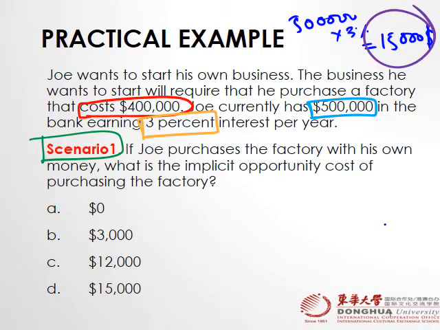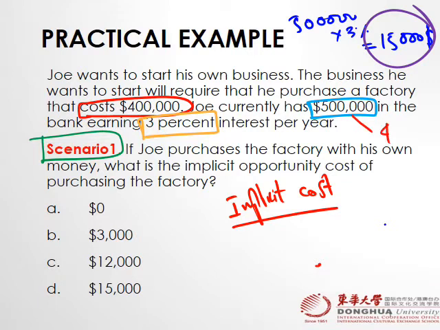as interest income. So let's solve this scenario one. That is, if Joe purchases the factory with his own money, what is the annual implicit cost of purchasing the factory? So what is the opportunity cost here, which is the implicit cost? So implicit cost is the lost opportunity here. So how much income did he lose?